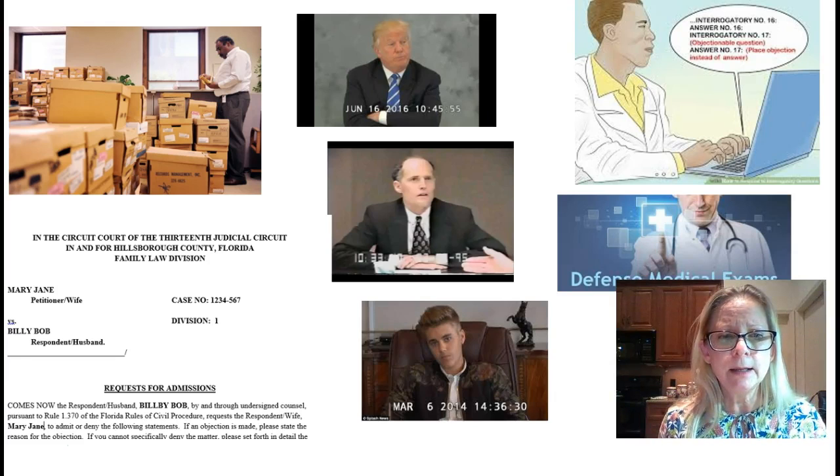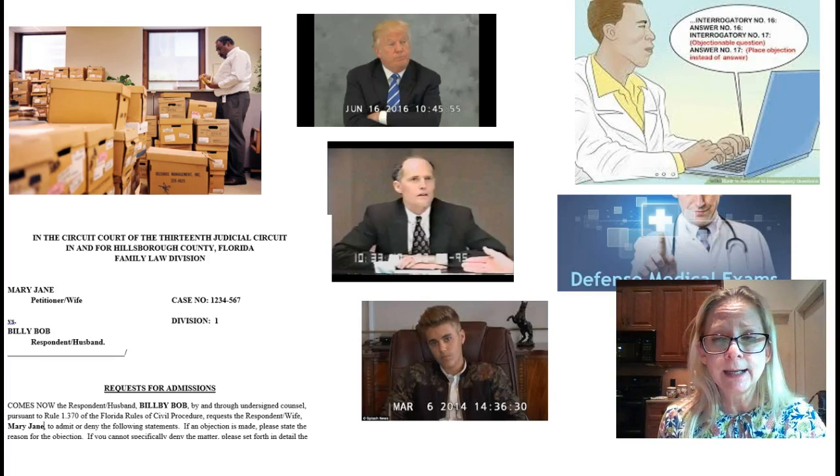Below that, the request for admissions is represented there, asking your opponent to admit certain facts. The three photographs in the middle are of various famous people being deposed. So depositions are another very useful way to obtain information from your opponent or from a third party. At the top right of the screen, you see someone answering interrogatories, which are written questions to your opponent responded to with written answers under oath.